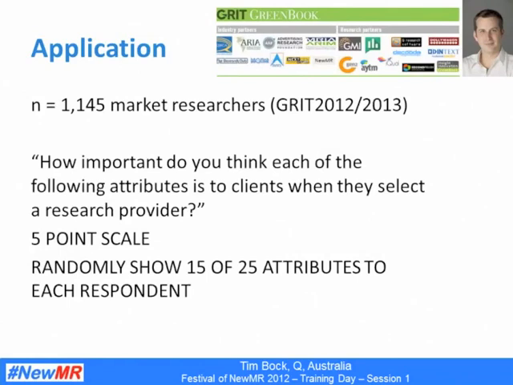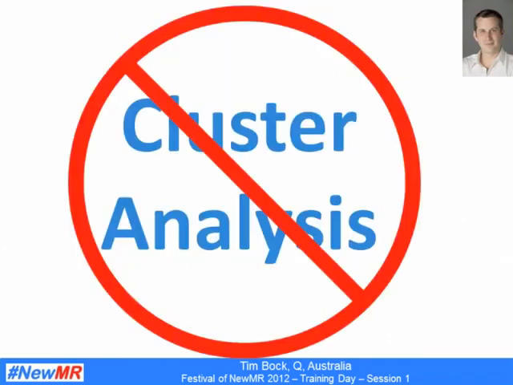This application is a preview of some of the results from Greenbook's latest GRIT survey. I've got a sample of more than 1,100 market researchers, and they were asked, how important do you think each of the following attributes is to clients when they select a research provider? And they were given a 5-point scale. The complication was that due to questionnaire length, people were only shown 15 of the 25 attributes.